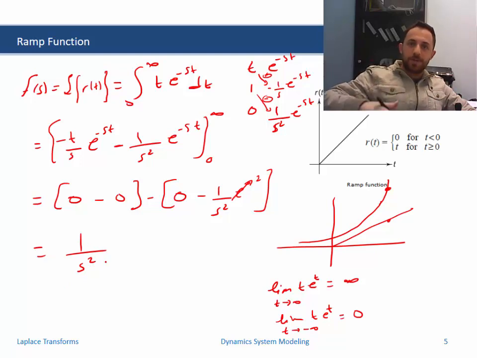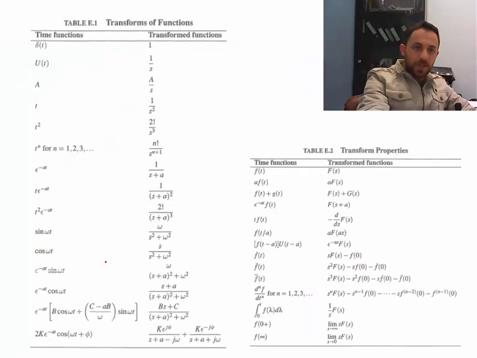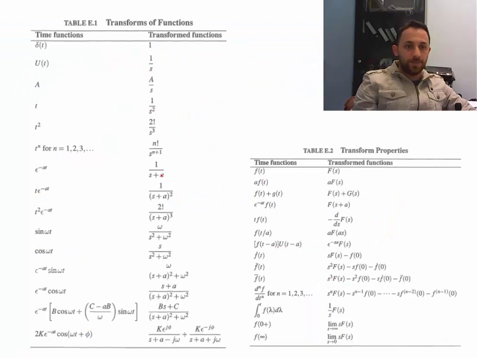And if we perform the same operation over different functions, we can come up with this nice table which can summarize the Laplace transformation of different functions. This is the unit step function. And this is the ramp function, and so on.